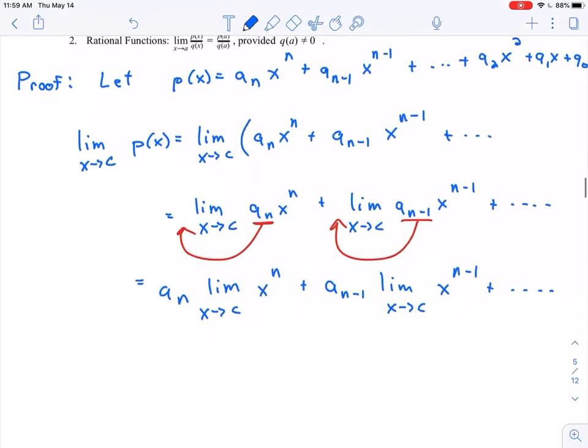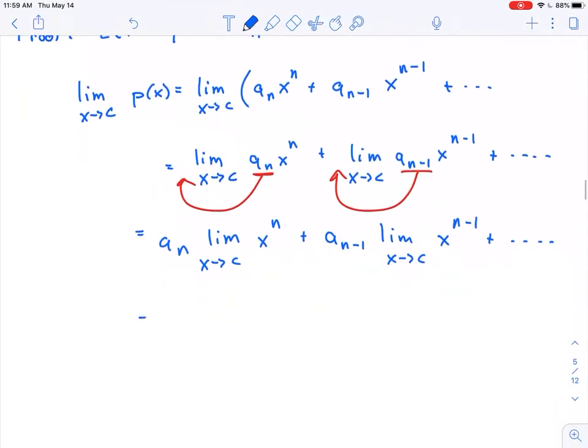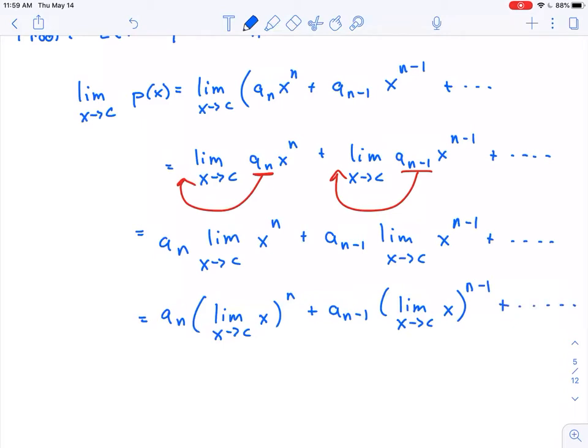All right, well, I still don't have linear terms, so let's go ahead and carry each one of those limits inside of the power. So I would have a sub n times the limit as x approaches c of x, that whole thing raised to the nth power, plus a sub n minus 1 times the limit as x approaches c of x, that whole thing raised to the n minus 1 power, plus blah, blah, blah. Again, you would just do that down the line. Carry each one of those limits inside of the powers.